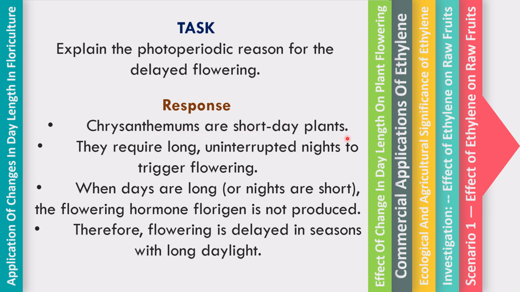Chrysanthemums are short-day plants. They require long uninterrupted nights to trigger flowering. When days are long or nights are short, the flowering hormone florigen is not produced. Therefore, flowering is delayed in seasons with long daylight.